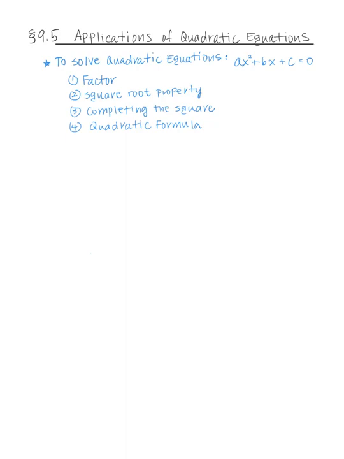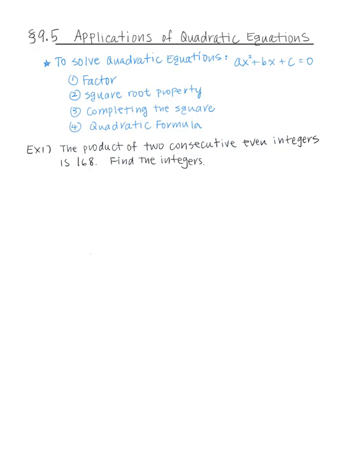Anyways, I think the best way to learn this section is doing a bunch of examples. So let's get started. Example 1: the product of two consecutive even integers is 168. Find the integers. So there are a couple things going on here. First we need to understand what two consecutive even integers are, and then we also have to know the definition of a product.